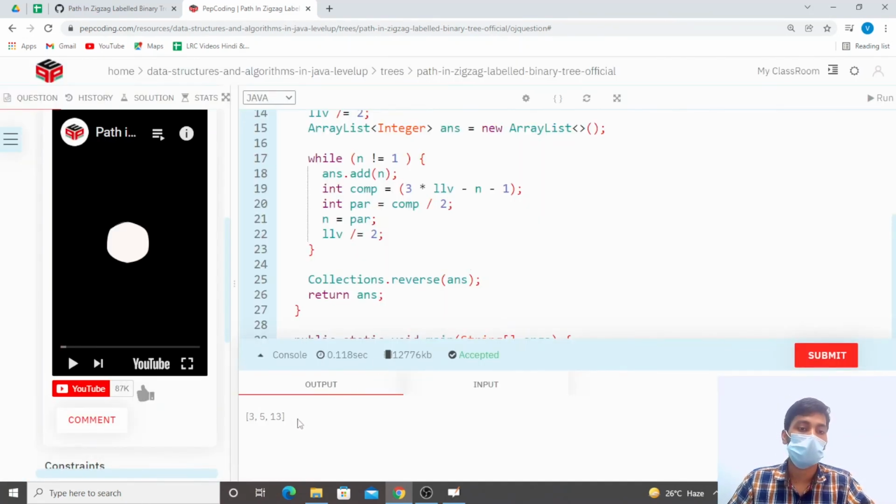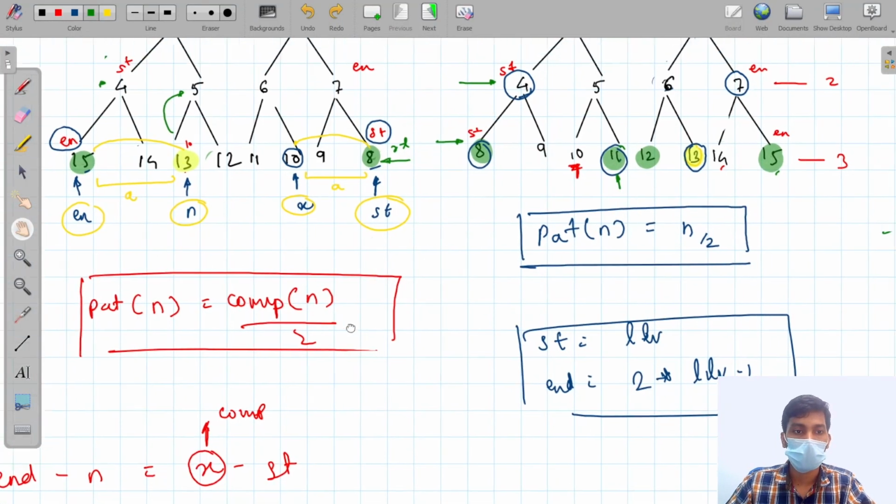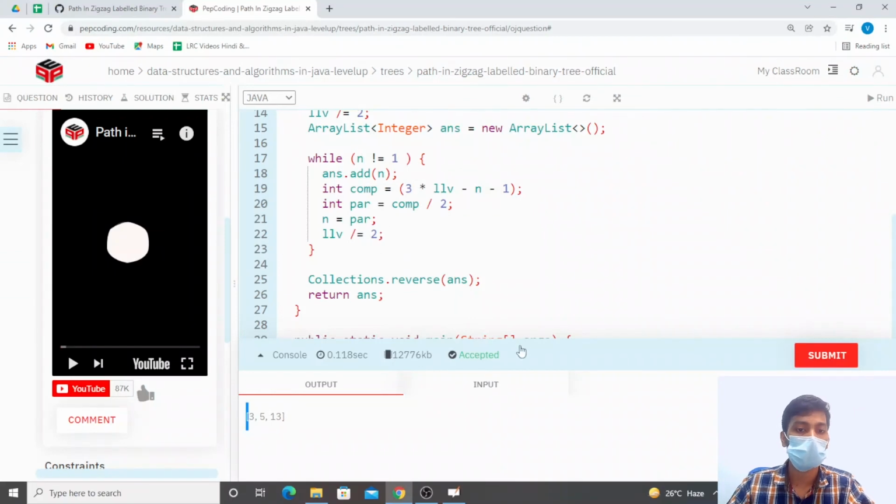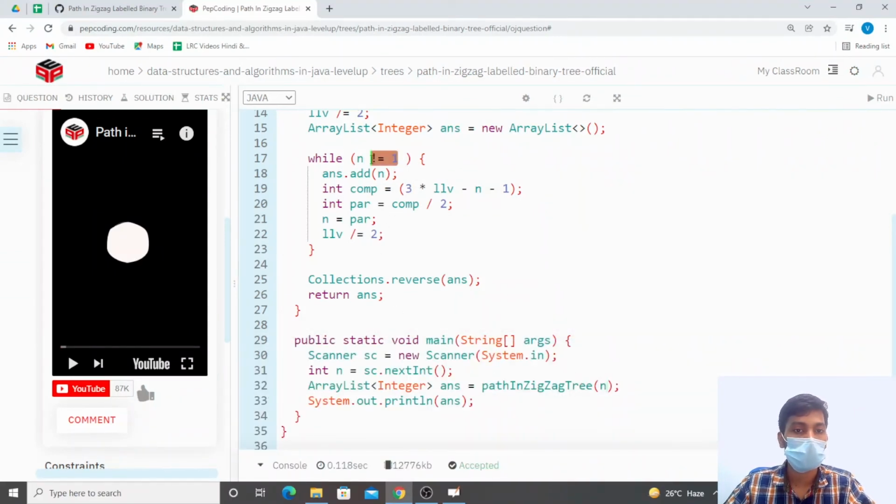And now, yes, it is printing and we are getting the values 3, 5, 13. Let's see for this example. If we are at 13, it is giving us 3, 5 and 13. 1 is not being added. Why is 1 not being added? Because we are ending our loop when n becomes equal to 1.